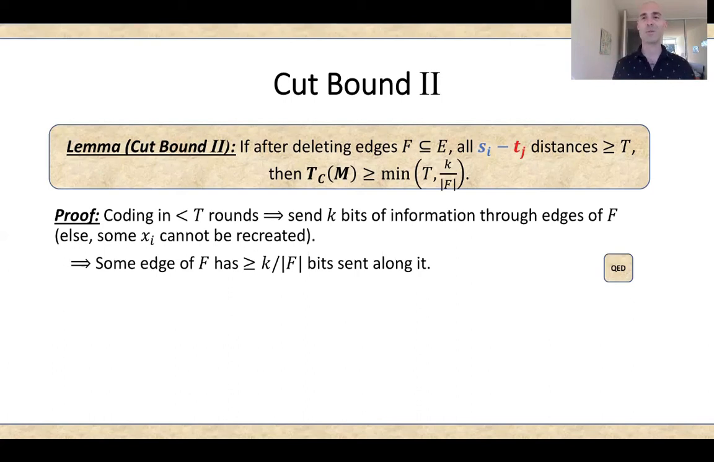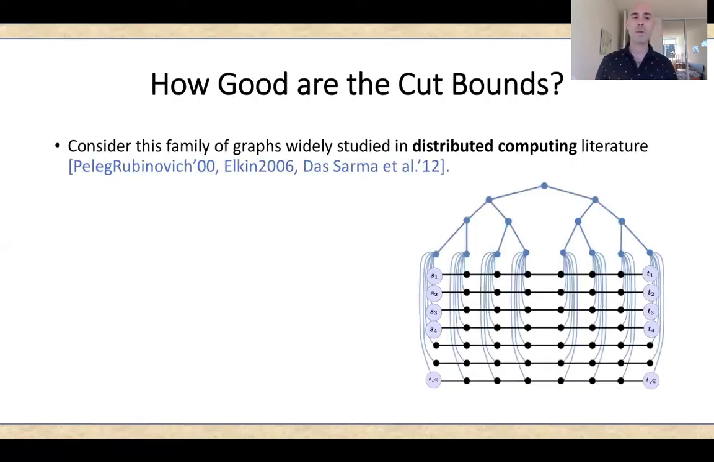All right, so we have 2 bounds to lower bound completion times. Let's try and get a sense of how good they are. So let's consider the family of graphs, which is widely studied in the distributed computing literature. So here we have root n paths of length root n. And the first and last node on each of these will be the source and the sink of some unicast session. And in addition, in each of these paths, the ith node neighbors the ith leaf of a complete binary tree.